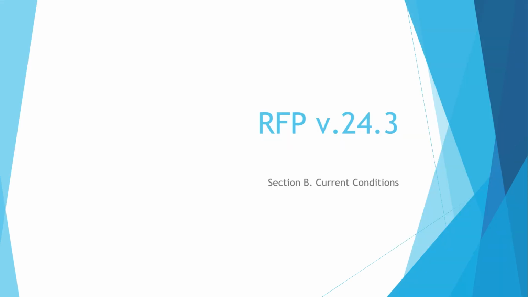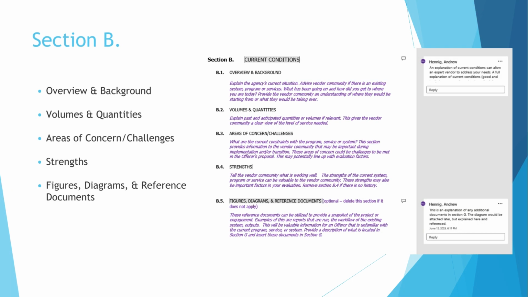Section B, current conditions. This goes into detail about where the state is now so vendors can better understand where they're starting from. Overview and background. Painting a picture of where the agency is at today will help a good vendor propose an appropriate solution.